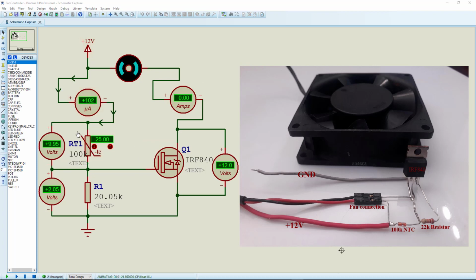Okay, so right now when I turn on this circuit, we can see the temperature is set at 25 degrees and the fan is off. The fan is not turning. Why? Because the threshold voltage is below 4 volt. It is 2 volt, as you can see. And that is 2 volt dropped across R1.